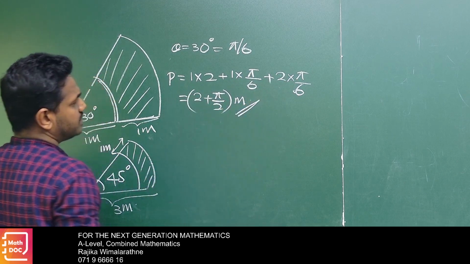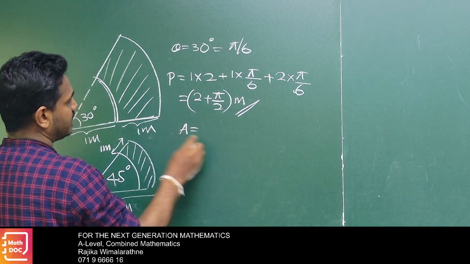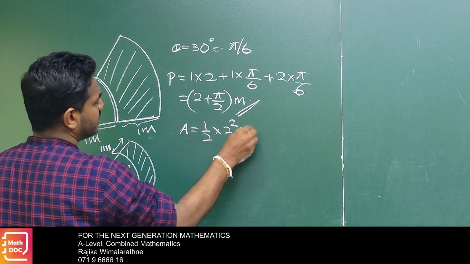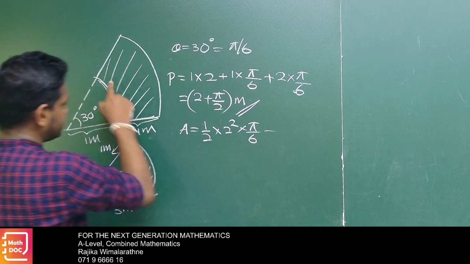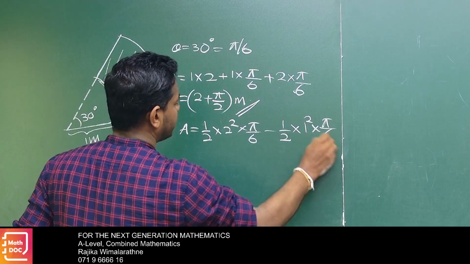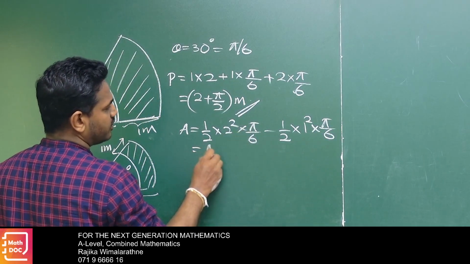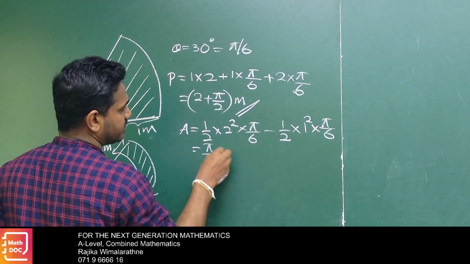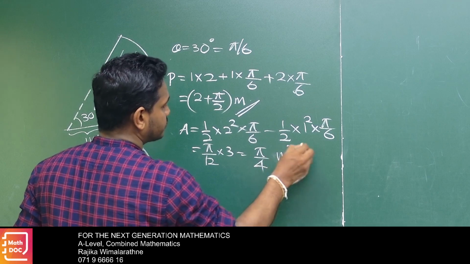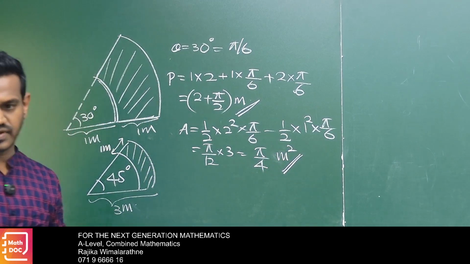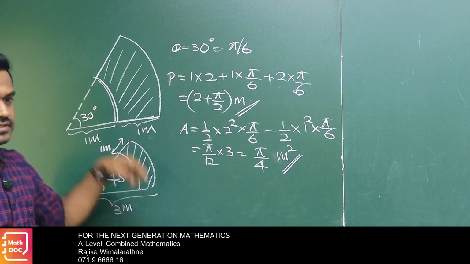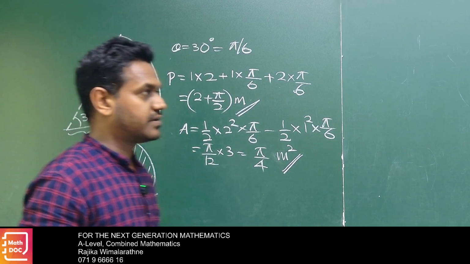meters. Then area, shaded area, get full sector area first. Half r squared theta pi divided by 6 minus this sector half r squared theta pi divided by 6. Then pi divided by 12 common, 4 minus 1, 3. Then pi divided by 4 square meters. Okay, first get full sector area and subtract small sector. Take further 1 minute.